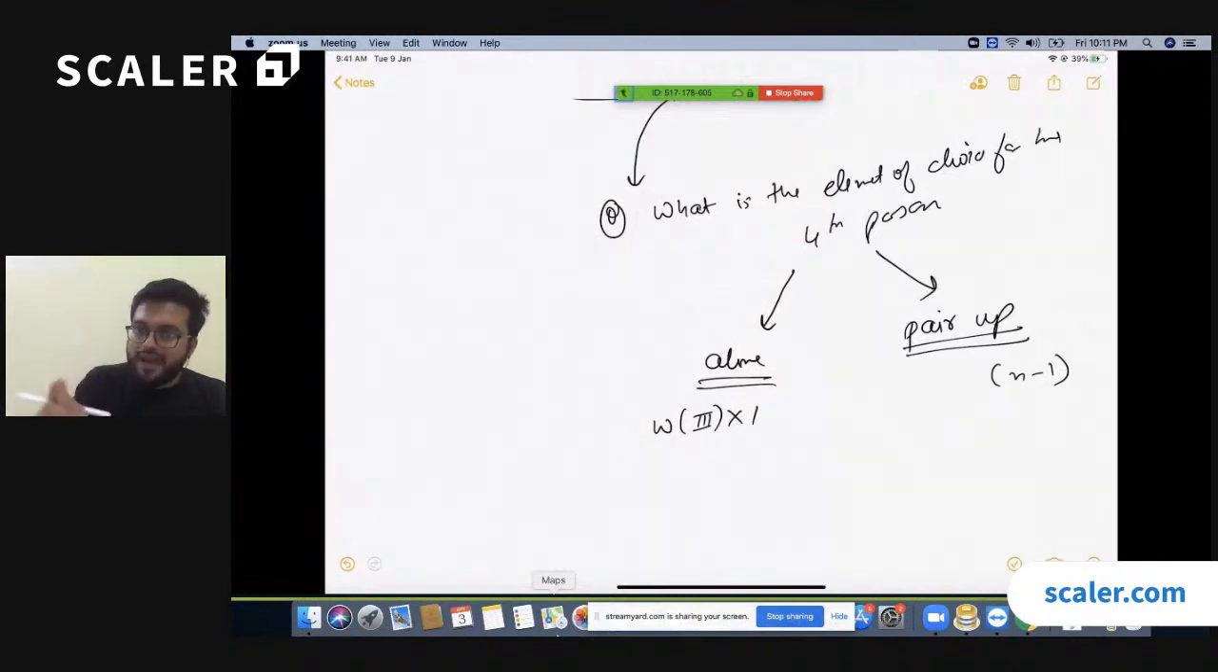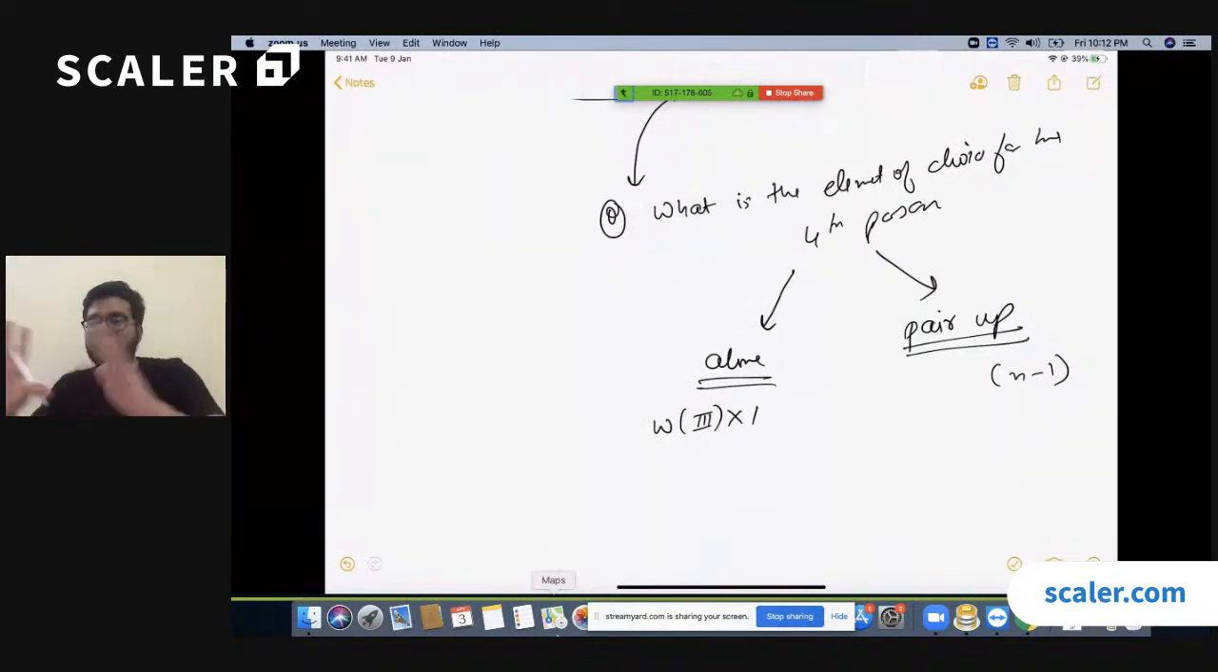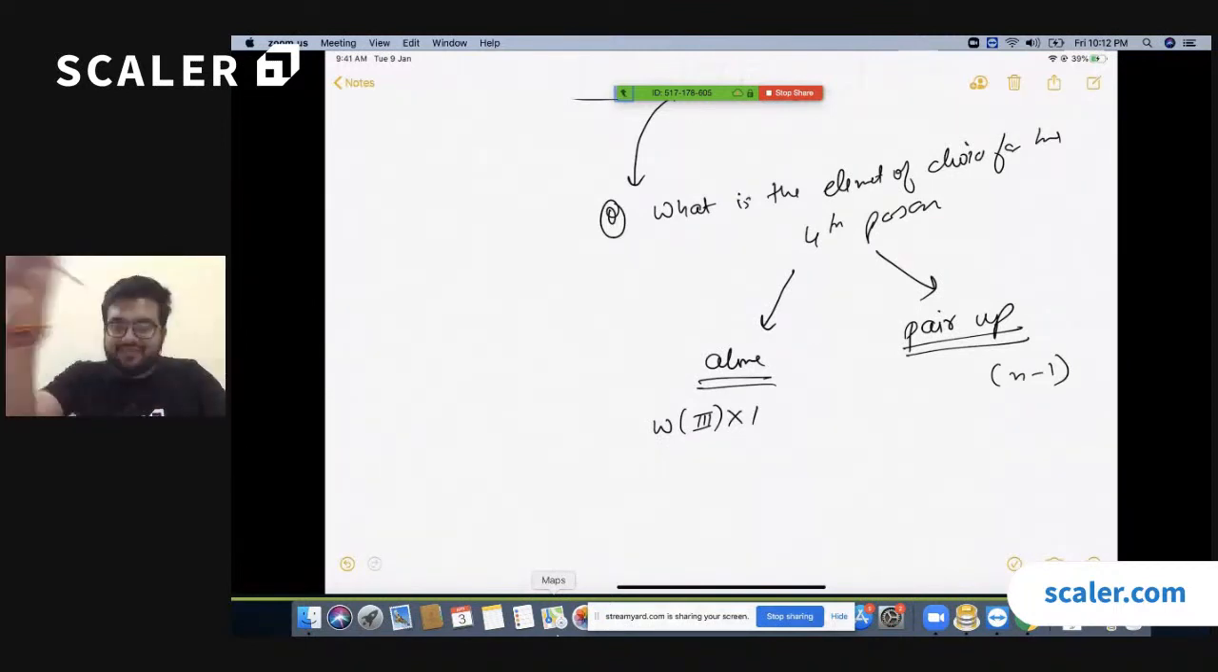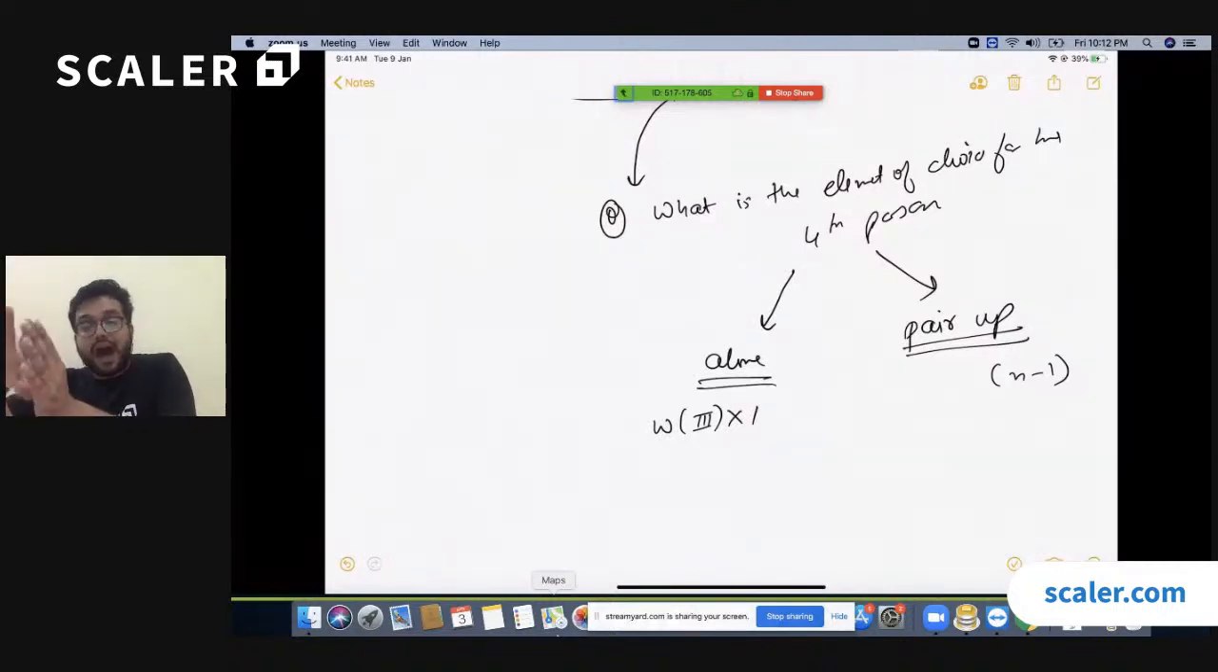The moment I pair up with somebody, let's say I paired up with the 2nd person, what does that mean? It means that the 2nd person and I are occupied. We cannot pair with anybody else, but the remaining 2 persons can do whatever they want to. So whenever the 4th person is coming and he has 3 options when he wants to pair up, if he pairs up with any one of them, now 2 persons out of these 4 people are paired up. So the remaining people that are left are n-2.